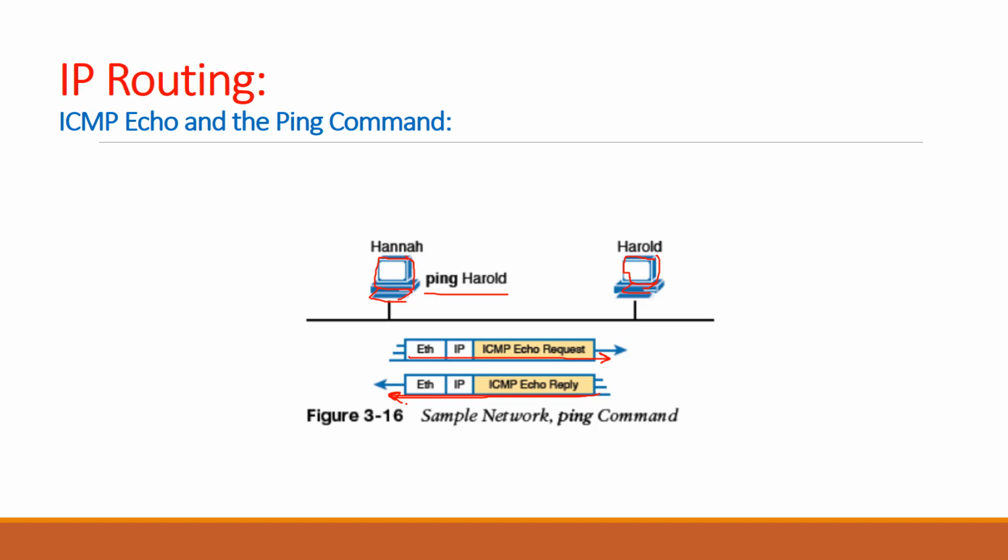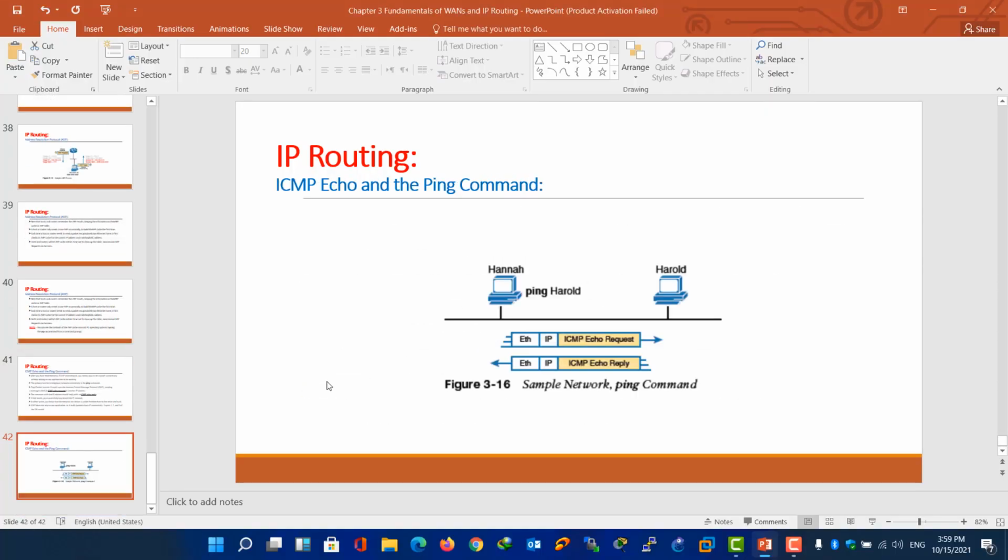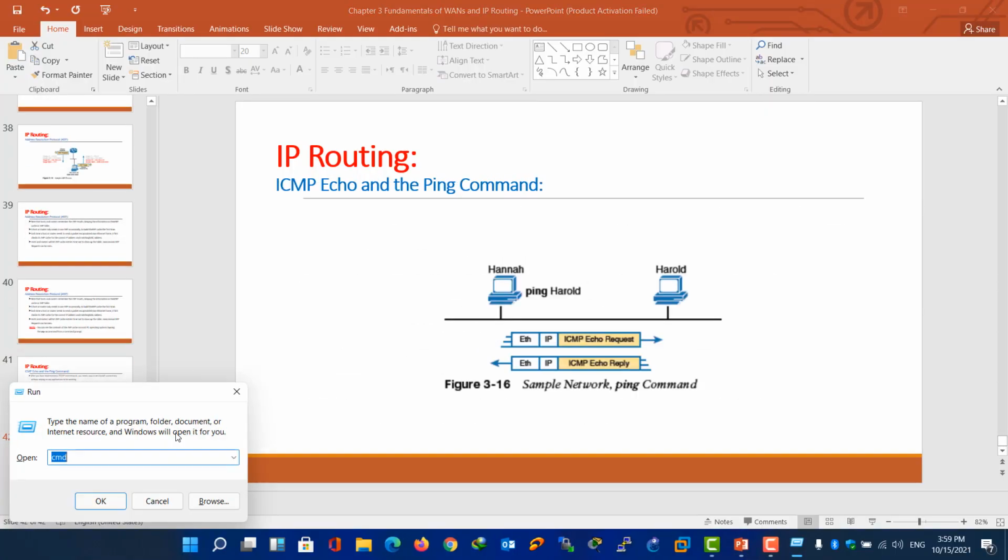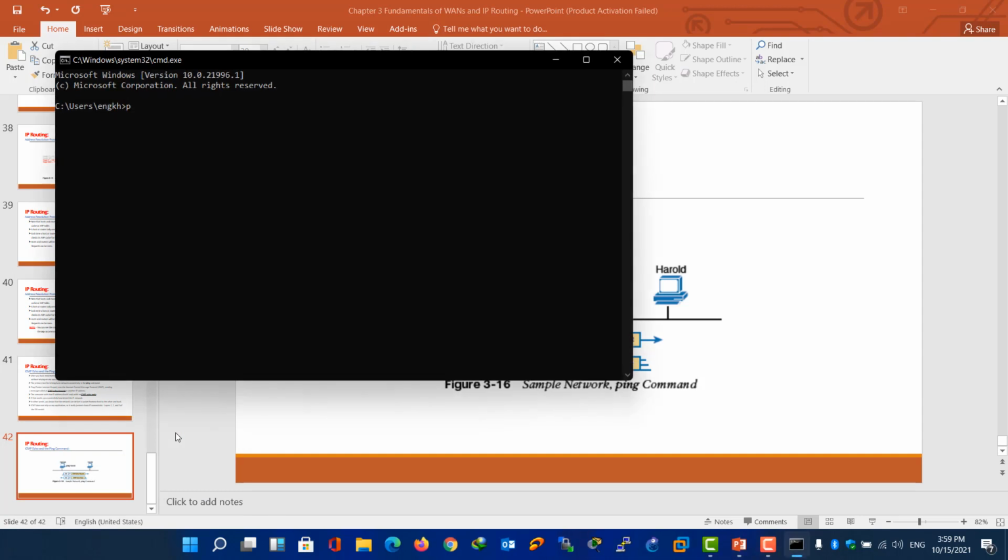If you want to check the ping command, open the command prompt similarly as we did with the ARP cache. Type simply ping and the destination that you want to test with. Let's give an example with www.google.com.